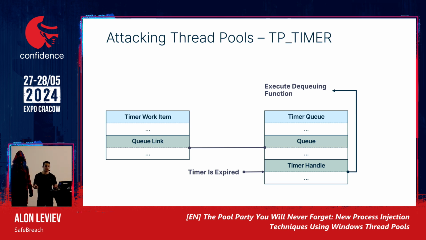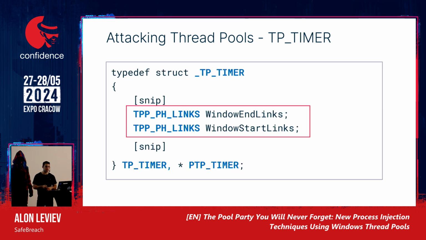So the main question here is how do we correctly queue a timer to the queue? The connectors between a timer and the queue are the WindowsEndLinks and WindowsStartLinks fields. And for the sake of simplicity, you can think of these two fields as just list entries of a doubly linked list.